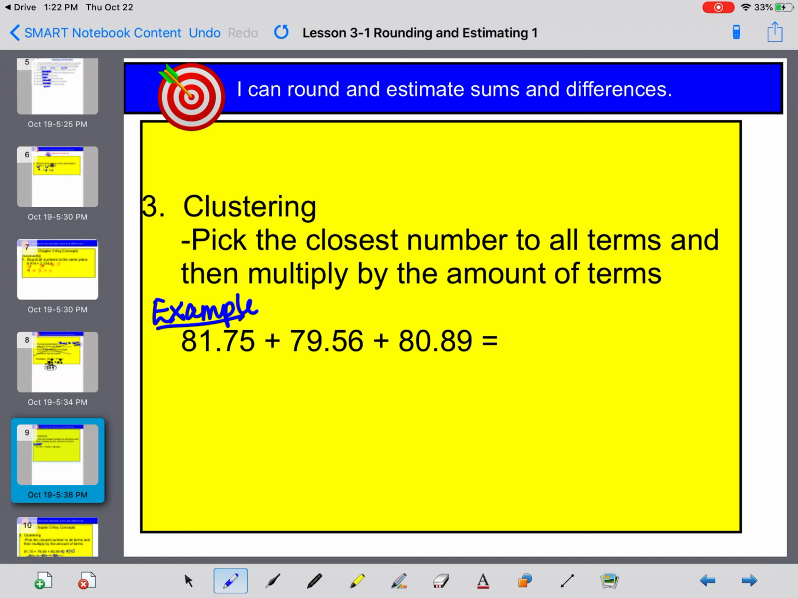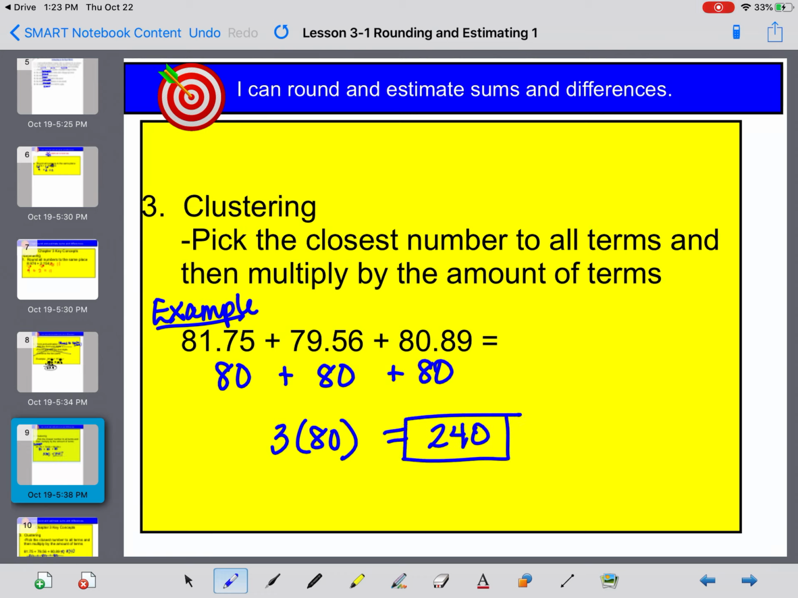When I look at the number 81 and 75 hundredths, 79 and 56 hundredths, and 80 and 89 hundredths, I try to find one number that all three numbers are close to. I'm going to choose the number 80. Now I could take 80 plus 80 plus 80. Notice they're always the same number. Or I could take 3 times 80. 3 times 80 in my head is very quick, and I get 240. These numbers, the three numbers that are typed in the problem, all cluster around 80. And so that's why 80 is a good number to pick.